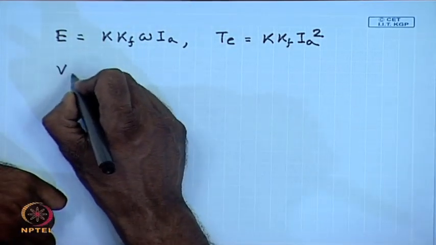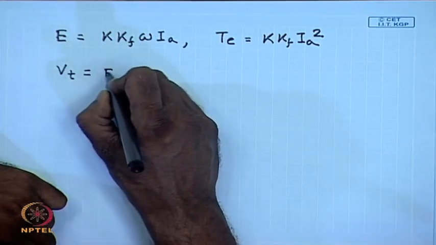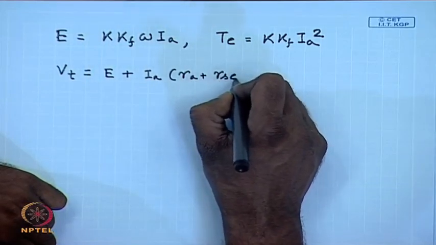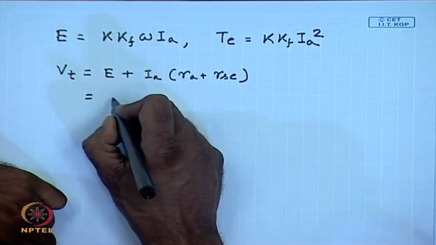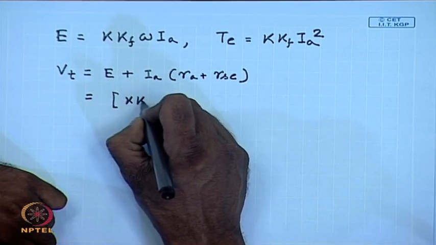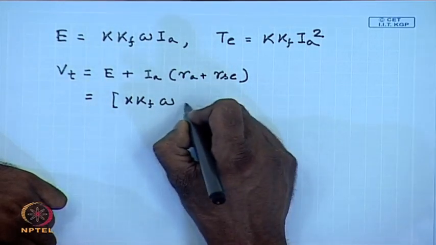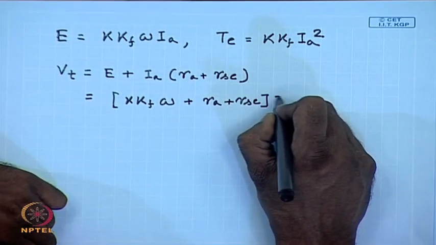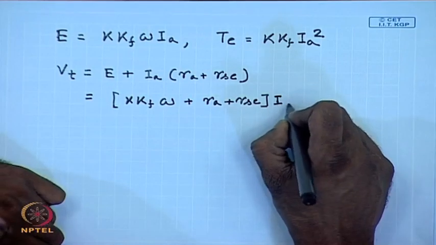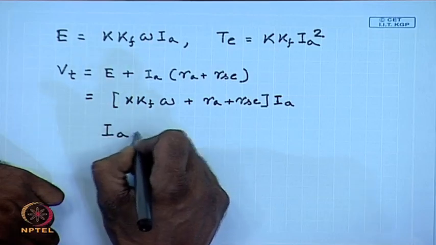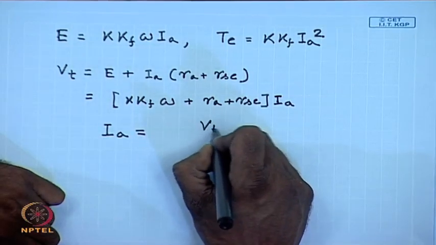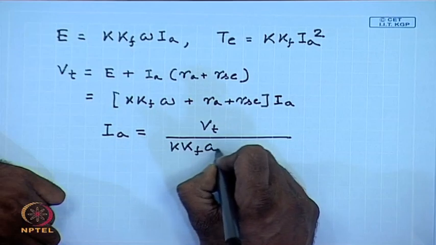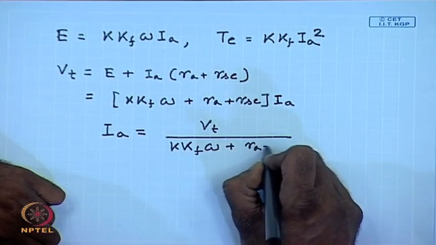So, V_t equals E plus I_a into R_a plus R_ac, this is equal to K k_f omega I_a plus R_a plus R_ac into I_a, or I_a equals V_t divided by K k_f omega plus R_a plus R_ac.